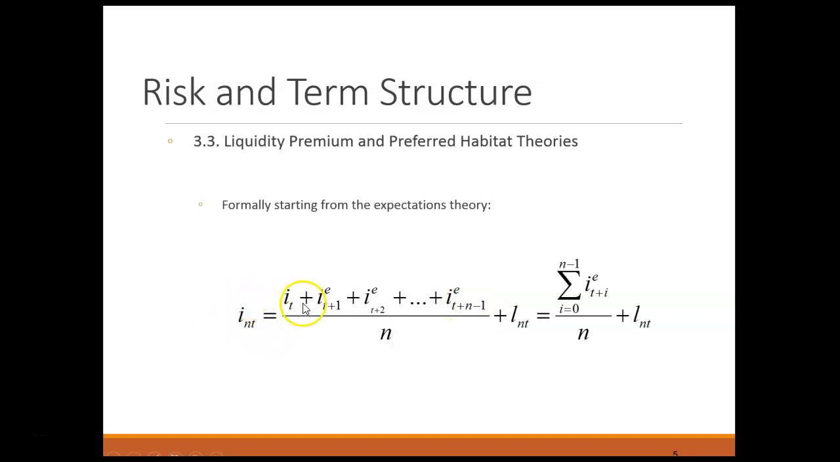If n is equal to 2, this would be 2 interest payments. If n is equal to 10, it would be 10 interest rate payments. But this is the expectations theory as you know it. However, what drives a wedge in between short-term rates and long-term rates is this term LNT here.